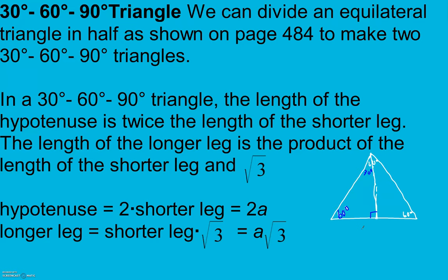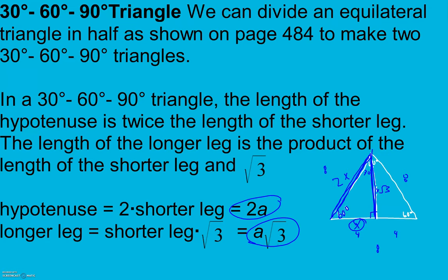And we have some special relationships here. The length of the hypotenuse, our diagonal here, is twice the length of our shorter side. Because each of our sides on this equilateral triangle are the same. So if this is 4, for example, that means the other side has to be 4 if I cut it in half. So the whole thing is 8. So each side is 8. So I can take 2 times my shorter leg to get my hypotenuse. We can get the longer leg by taking our shorter leg times the square root of 3.